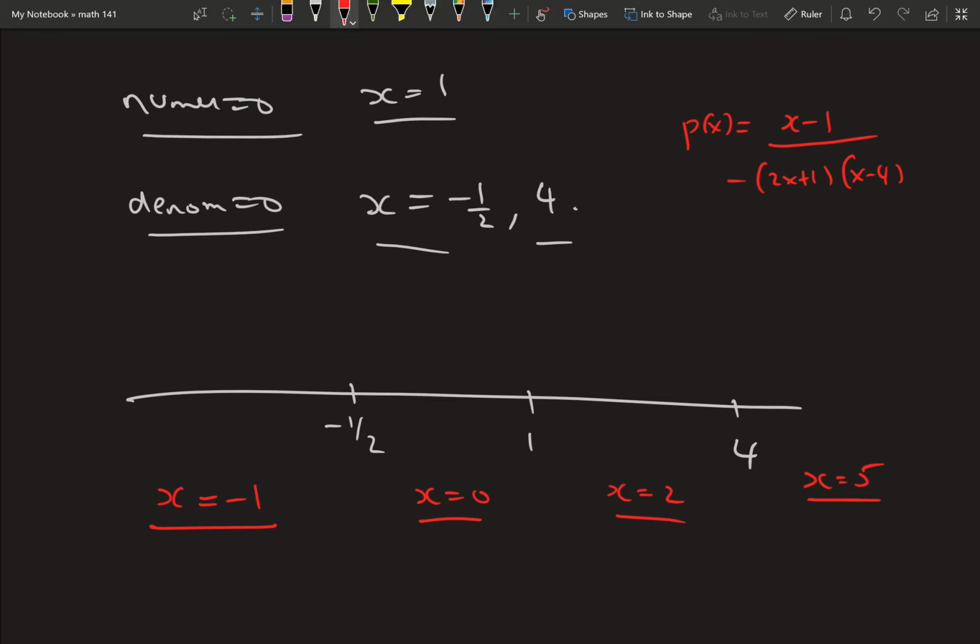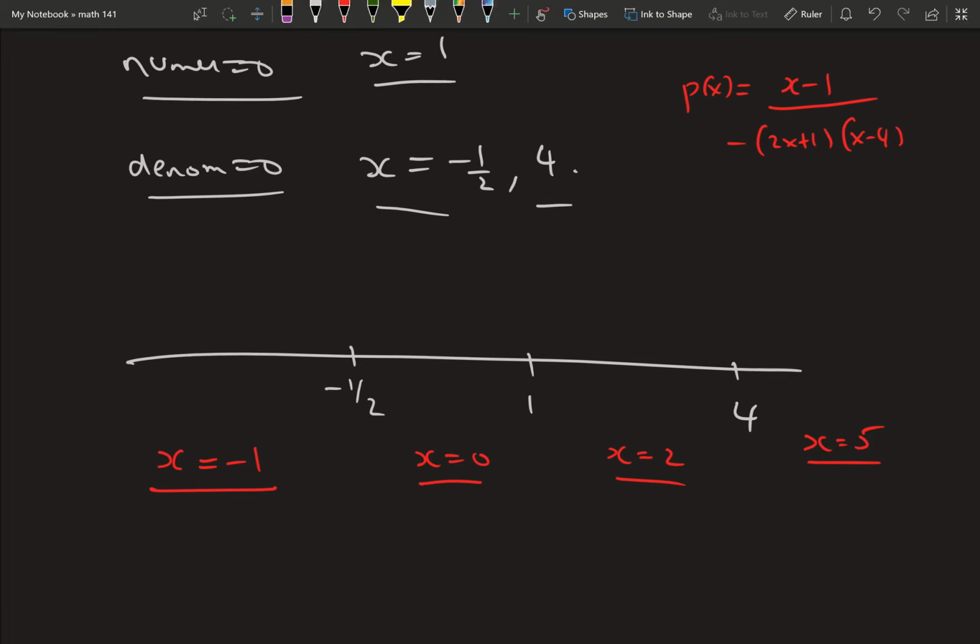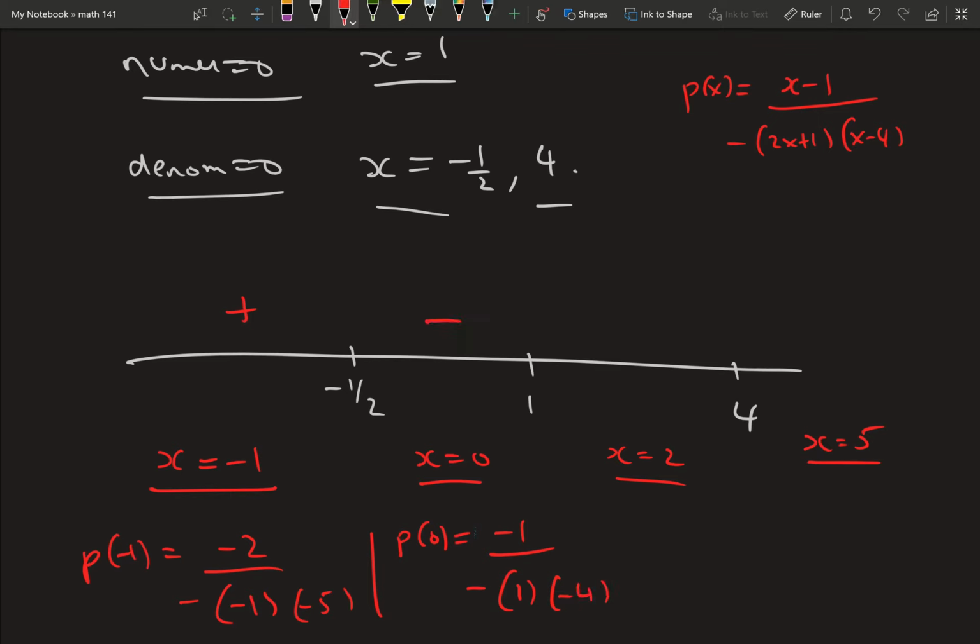So when we plug in, we get p of -1. Well, we get a negative overall on the top. Let me do a little computation for these off to the side. So p of -1, that's -2 divided by -1, and then -5. We have overall 1, 2, 3, 4 negatives. That's a positive. Okay. P of 0, we get -1 on the top divided by a negative, and then 1, and then -4. So we have 3 negatives overall. That's a negative.